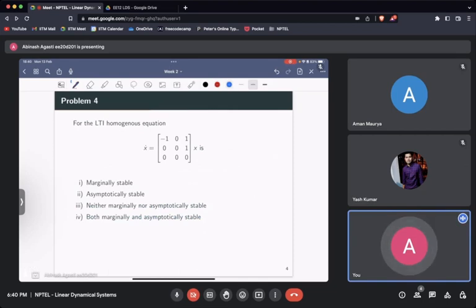Now we move ahead to this question. For the LTI homogeneous system, homogeneous equation x dot equal to Ax, this is A. Find out which type of system this is: marginally stable, asymptotically stable, neither marginally nor asymptotically stable, or both marginally and asymptotically stable.